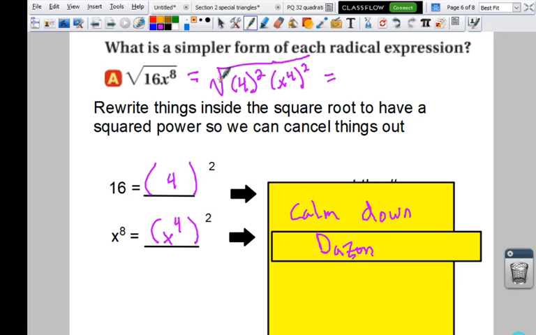Okay, so square root and squareds cancel each other out, right? Because they are opposites. This square root has an index of 2, even though we're not writing it. The index of 2 cancels out the exponent of 2, on both of them. So when I square root these, the index cancels out all of these exponents, and I'm left with 4x to the 4th.